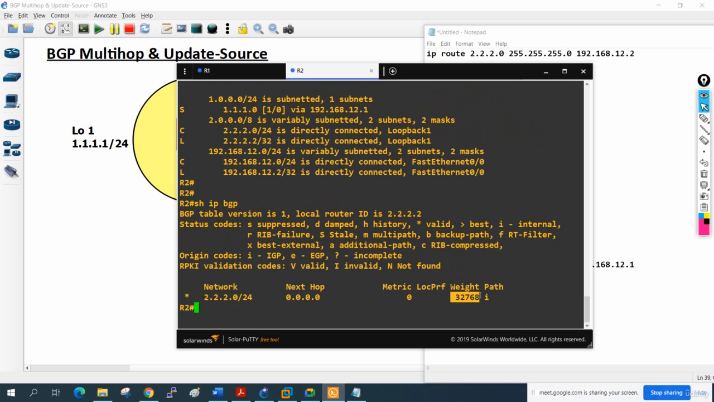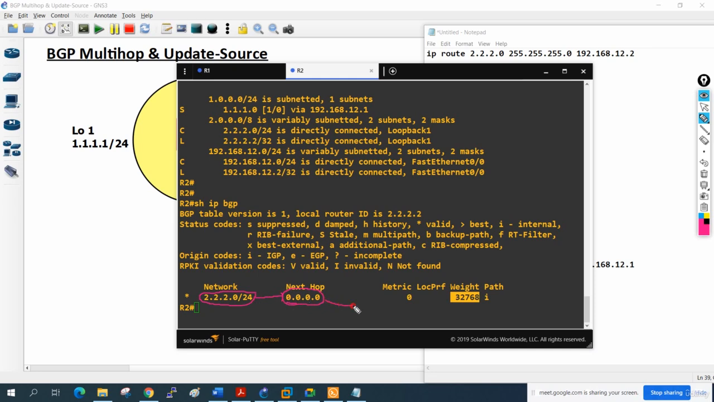So now we need to remember, when I want to check this network 2.2.2.0, where am I learning it from? I will see the next hop. If the next hop is 0.0.0.0, that means this network is my own network, what we can say is a LAN network, or this network is connected to me. I am getting it directly from the same router.